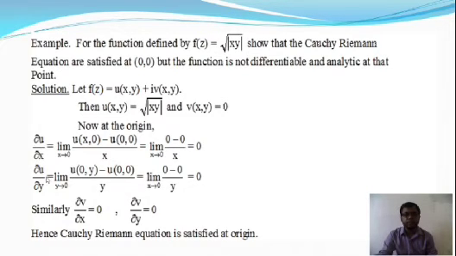So del u del x is equal to del v del y, and del u del y is equal to minus del v del x. Hence the Cauchy-Riemann equation is satisfied at the point 0, 0, or the origin.